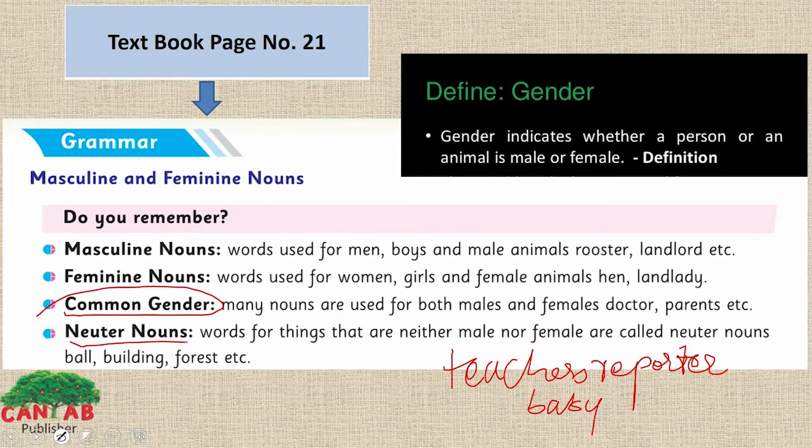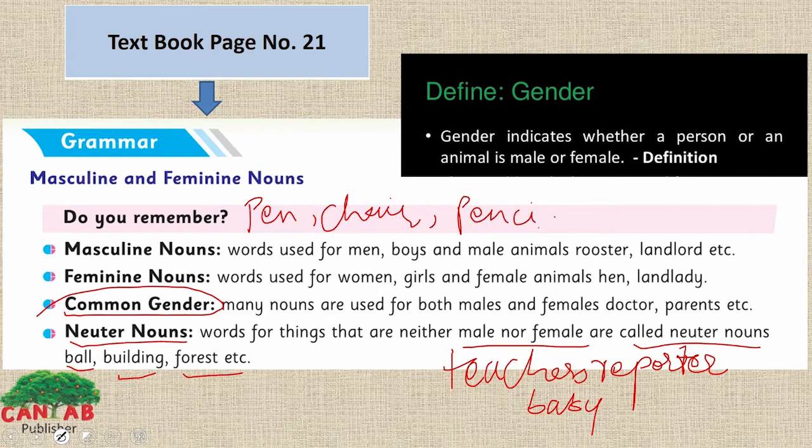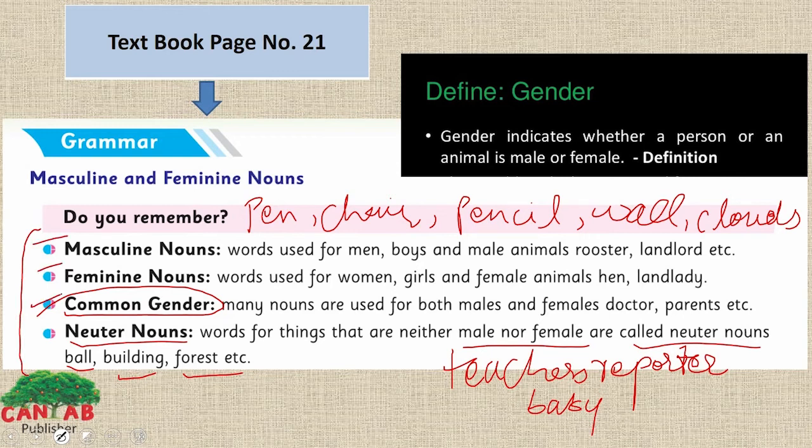What are the neuter nouns? Words for things that are neither male nor female are called neuter nouns, like ball, building, forest, etc. All the objects, pen, chair, pencil, wall, clouds. These are all neuter nouns which have no male or female gender. I hope you have a very good concept of masculine nouns, feminine nouns, common gender and neuter nouns.